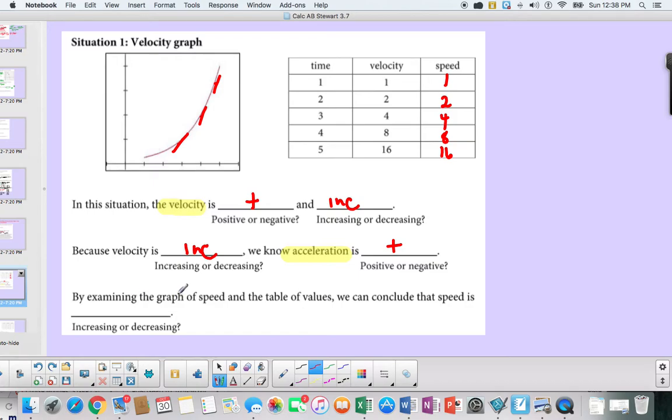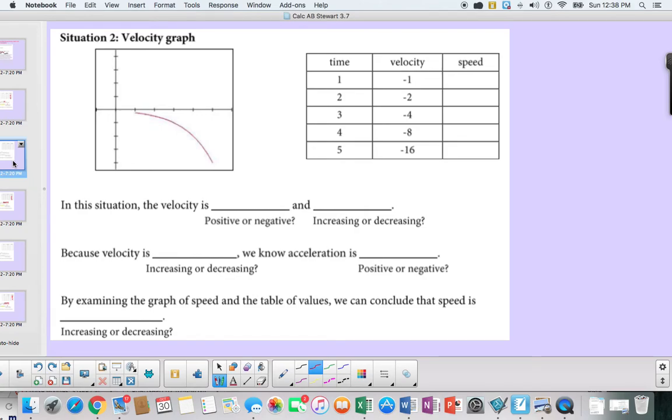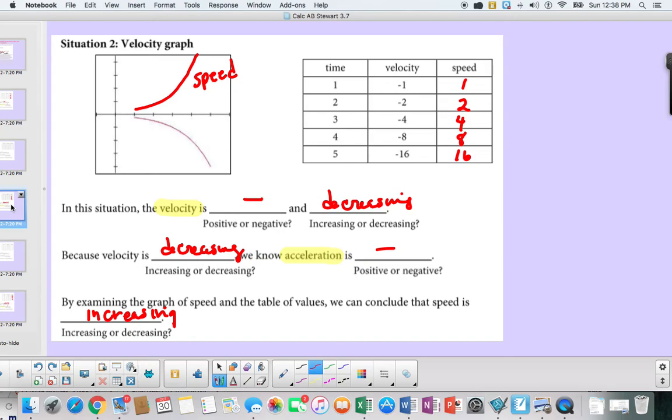All right, so by examining the graph of speed and the table of values, we can conclude that speed is, and you can see the numbers are getting larger, increasing. So the highlighted part, look at velocity, look at acceleration. After situation 4, hopefully you'll see a pattern. Okay, try this one on your own, and I will show you the answers. And here are the answers. Again, notice velocity is negative and acceleration is negative, and the conclusion is that speed is increasing.